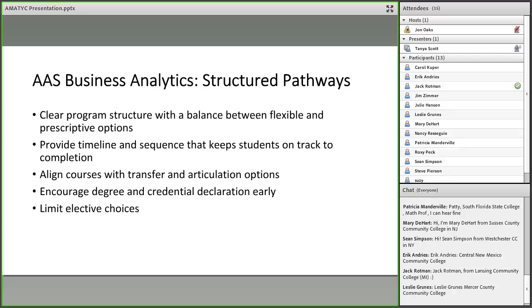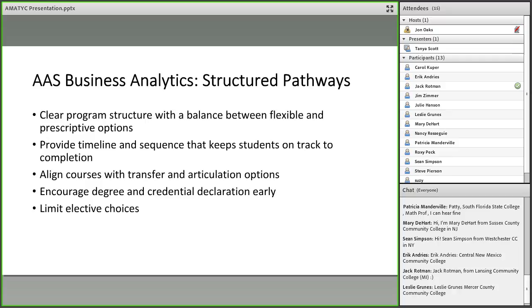In terms of structuring the program, we're part of the Completion by Design Consortium here in North Carolina. And so we made sure that when we designed the degree program, we implemented structured pathways, so that there was a clear program structure within the program. There was some flexibility in terms of electives, but even with that flexibility, those electives ultimately lead to certificates that are embedded within the program. So there's a very prescribed program timeline that students should abide by.